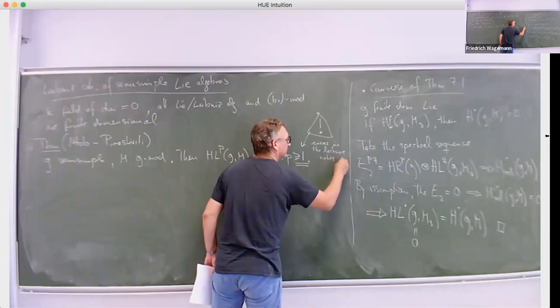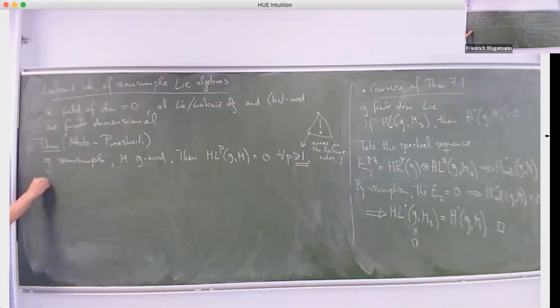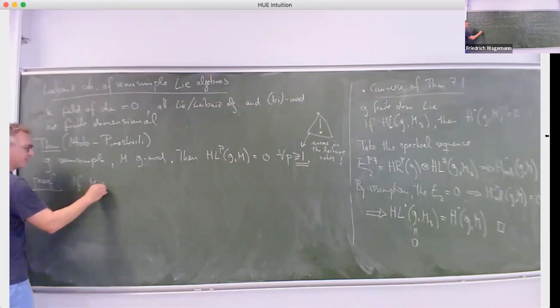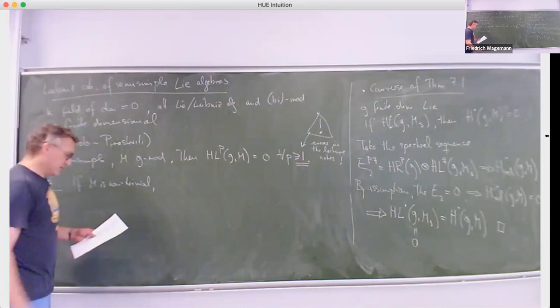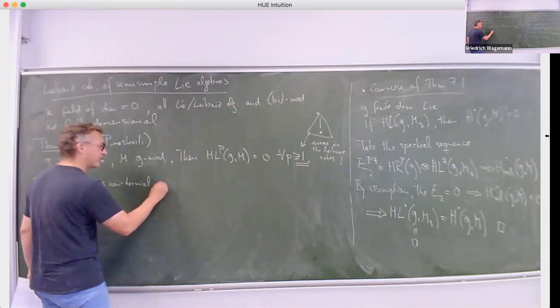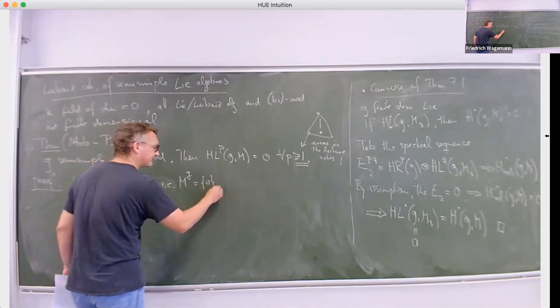Okay, let's prove this. If M is non-trivial, then, and what does this mean? The invariants are zero. This is what I mean by non-trivial.